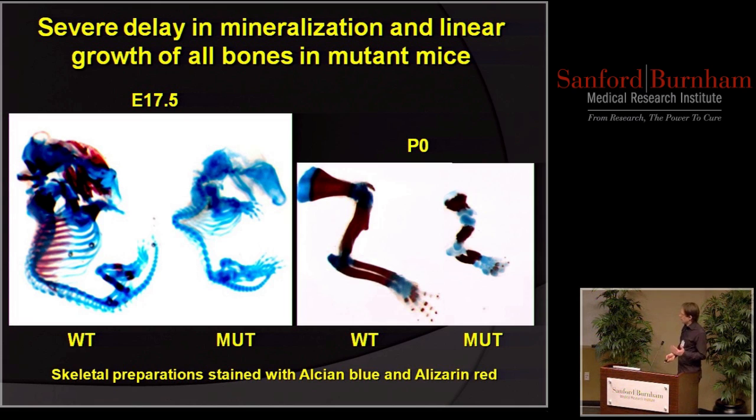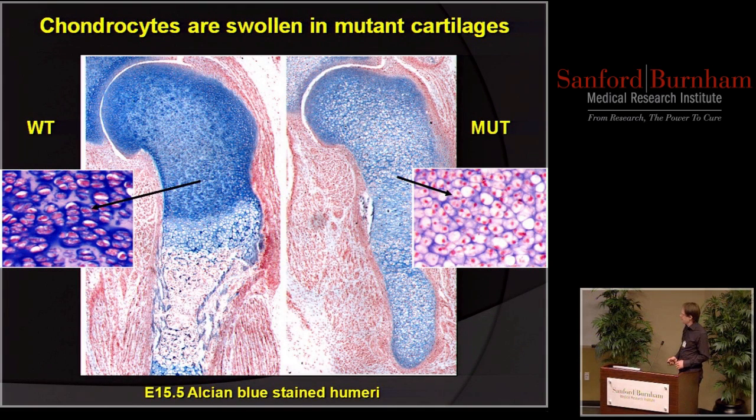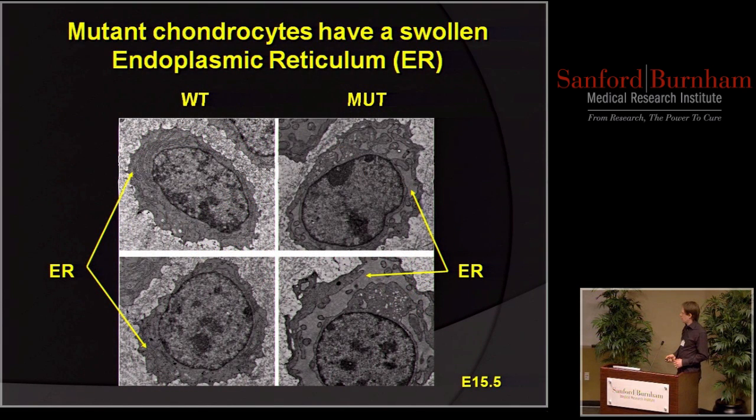So we looked in more detail by performing histology, and you immediately notice when you look at the mutant that the cells throughout, so this is cartilage, this is actually a developing humerus, all these cells are swollen, have increased in size compared to what you see in the wild type. Now, the reason for this cell swelling became obvious when we did electron microscopy. We noticed that the mutant chondrocytes, so the cartilage-producing cells, all have a swelling of the ER compared to what you see in the wild type.